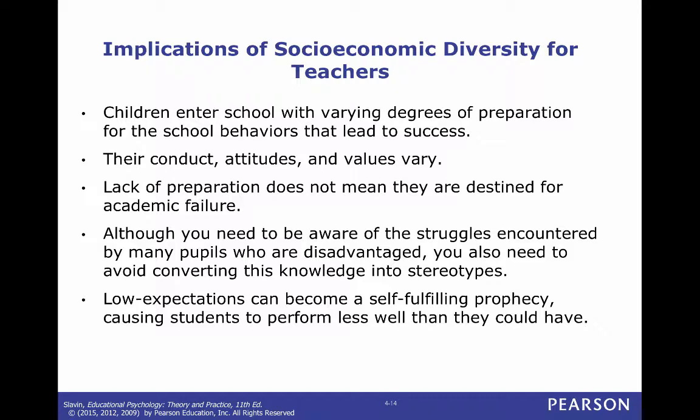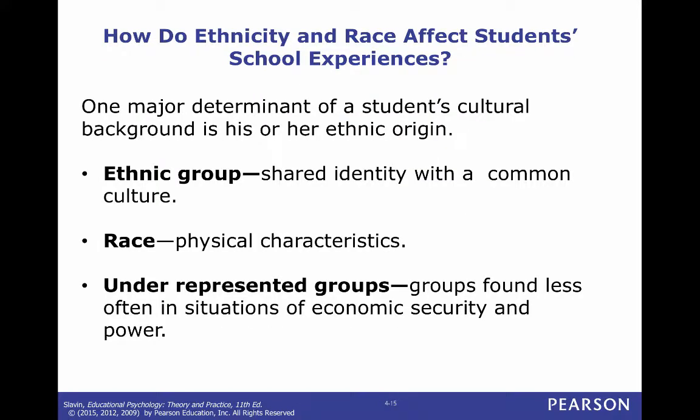Remember going back to chapter 2, on Vygotsky, you have to scaffold that learning and give them the support and the ladder that they need to get up to that level. So then how does ethnicity and race affect students' school experience?